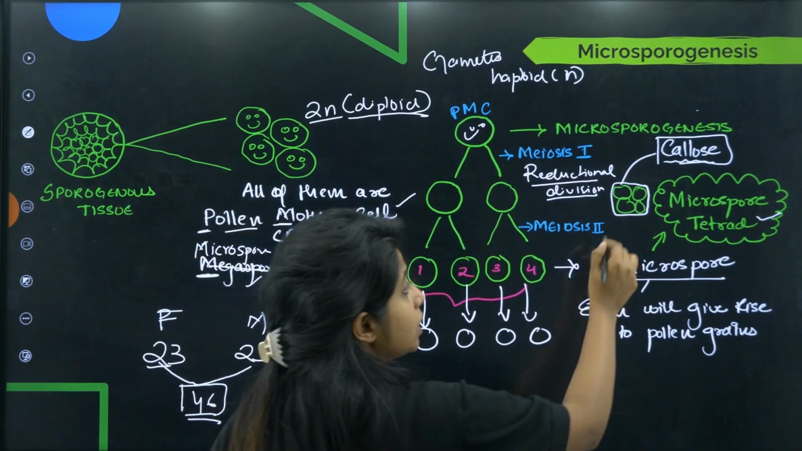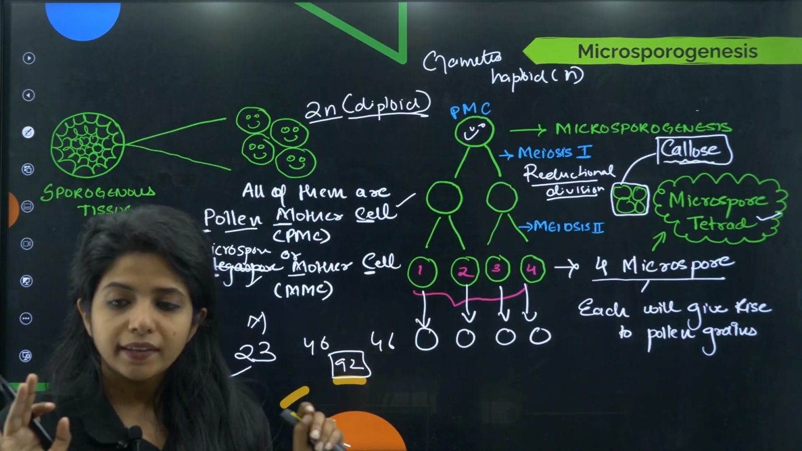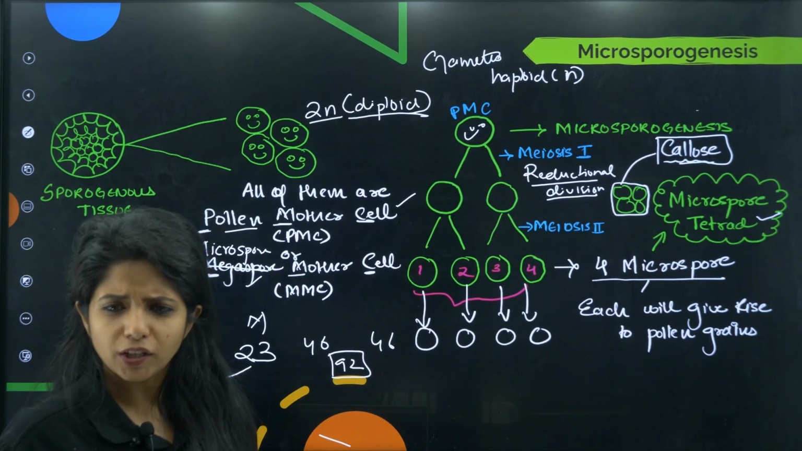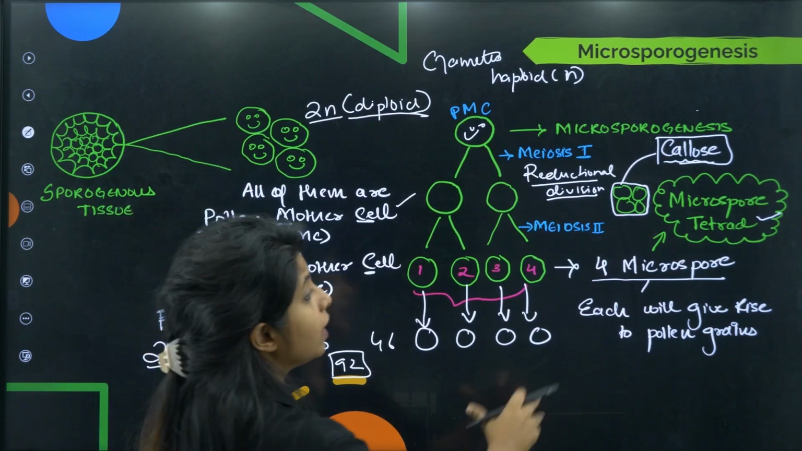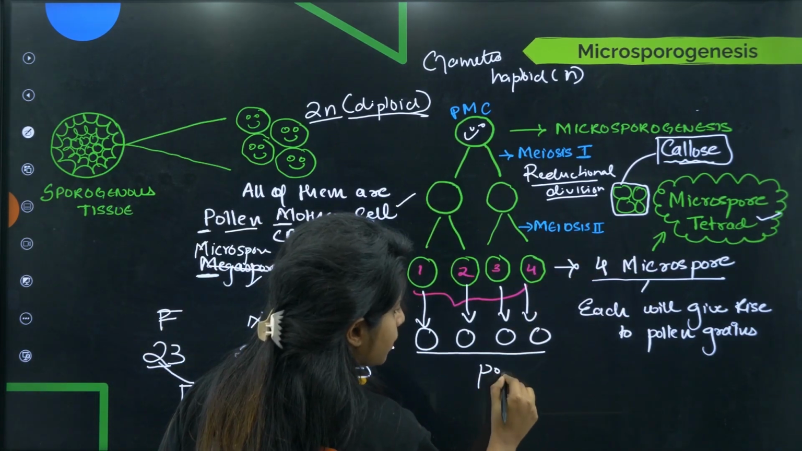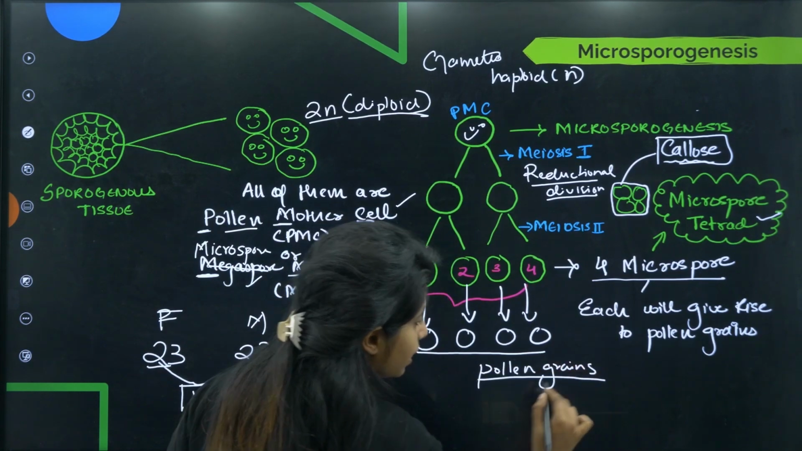But just understand, these 4 microspores are covered by something known as callose. Now at the end, what will happen to this microspore? What is this microspore actually? Well, these microspores are nothing but the pollen grains. They are the pollen grains.